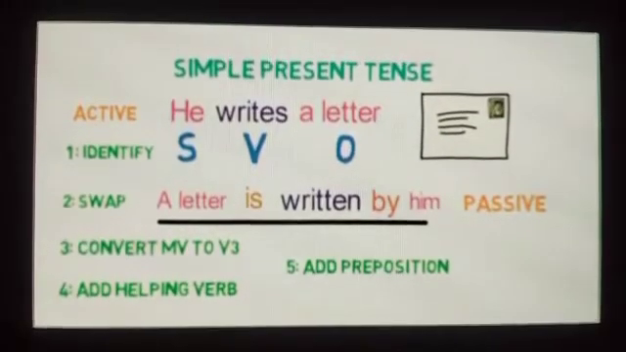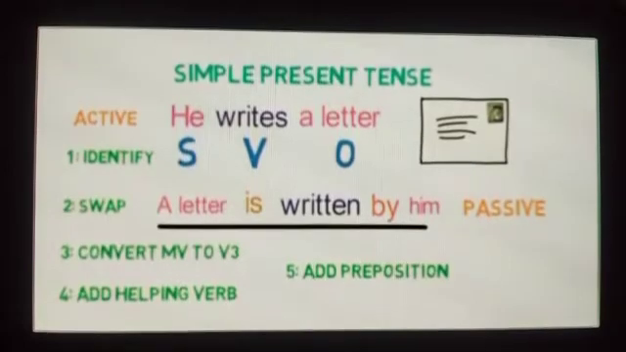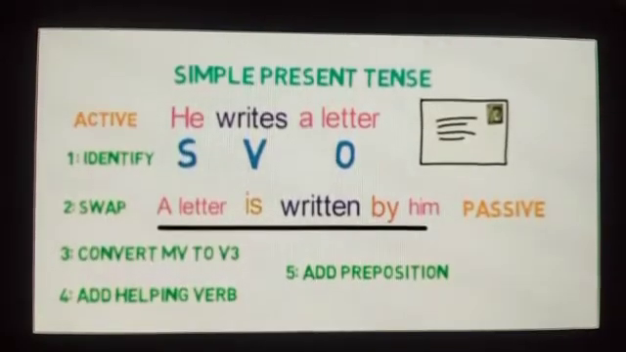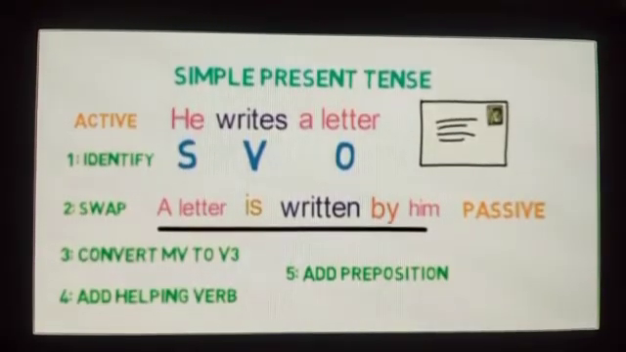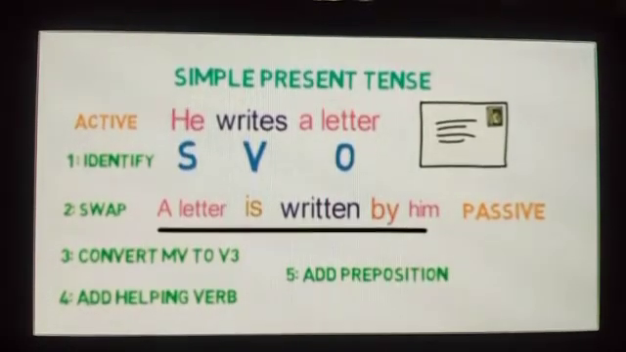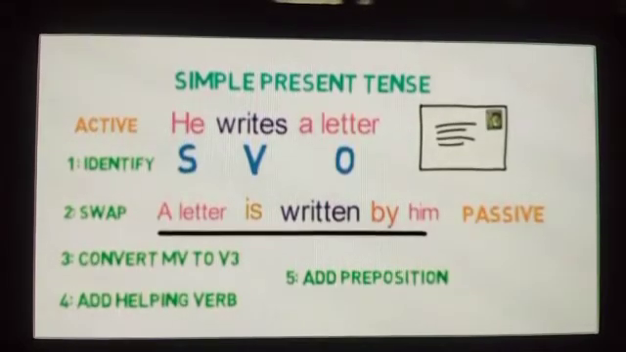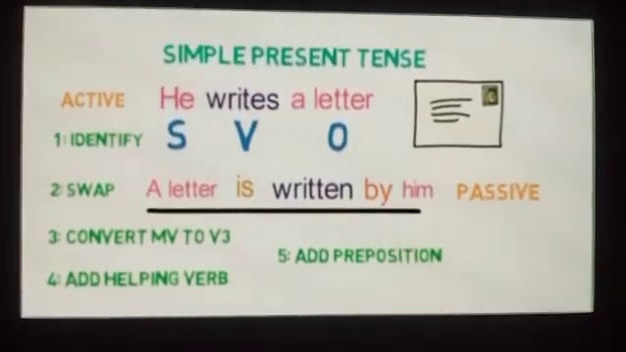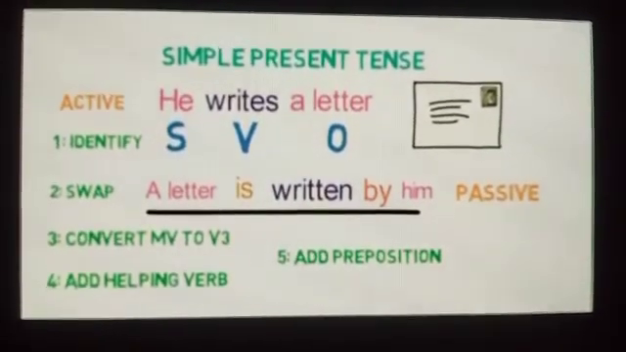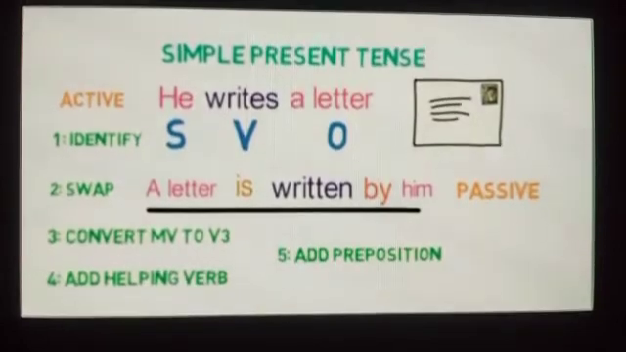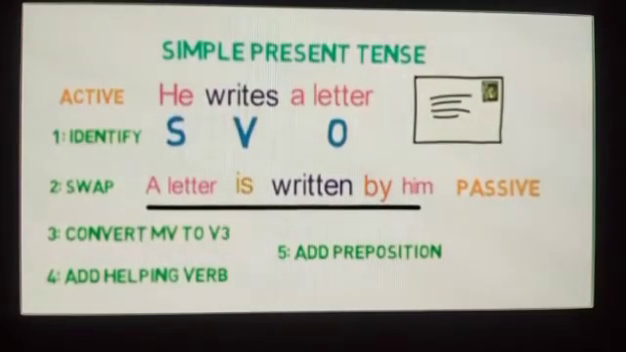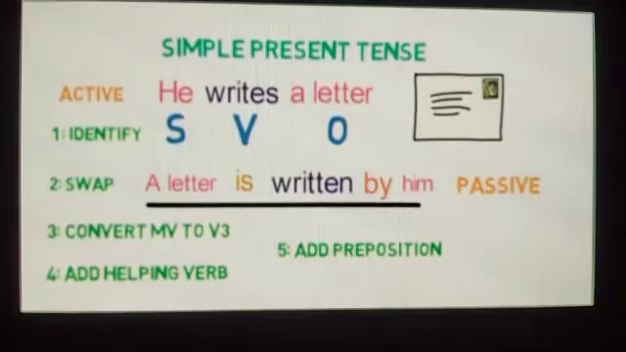Here the example is, he writes a letter. So what we have to do, first of all we need to identify subject, verb and the object of the sentence. After the identification, we need to swap it, means we need to interchange subject with the object and object with the subject. As I have put here a letter in the place of he, and the object pronoun him in the place of letter. Then according to our verb, every time we use third form of verb, so I have used written over here, third form of write.